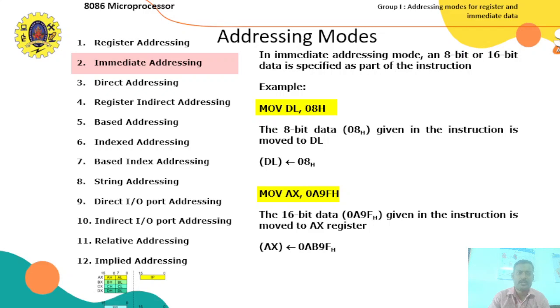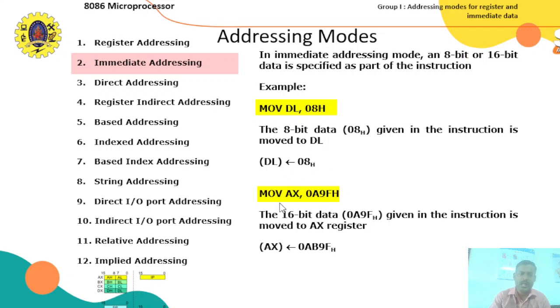Look at the second addressing mode, immediate addressing mode. In immediate addressing mode, the 8-bit or 16-bit data is specified in the instruction itself. Look at an example, MOV DL, 08H. The H indicates hexadecimal, so the actual value is 08. This 08 value will be moved to the DL register. Here also the size should be the same. DL is an 8-bit register, so we specify an 8-bit value; we should not mention a higher value. The immediate value must be present in the source. It is not allowed in the destination, which must be a register or memory.